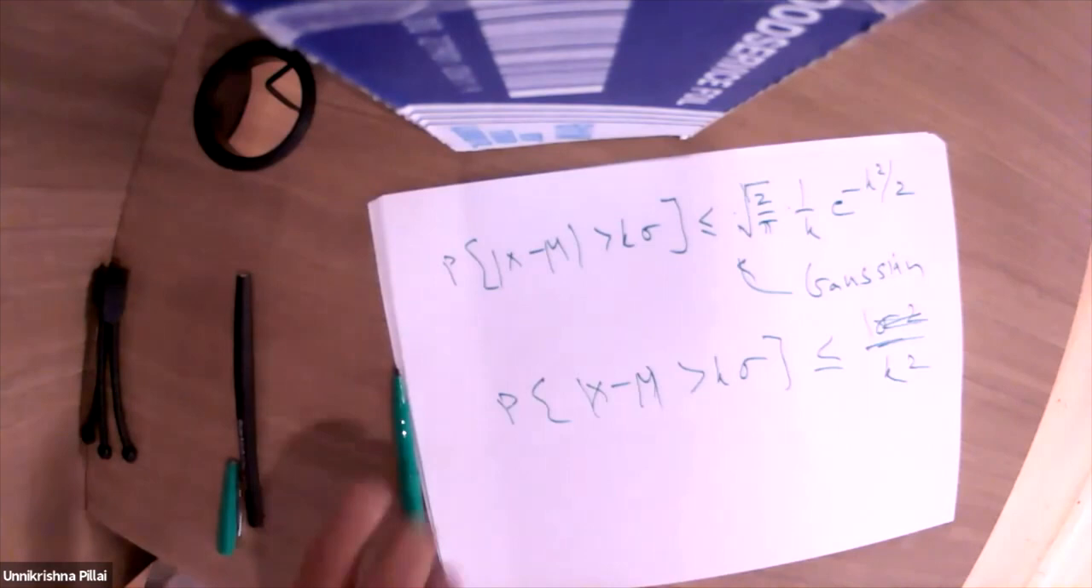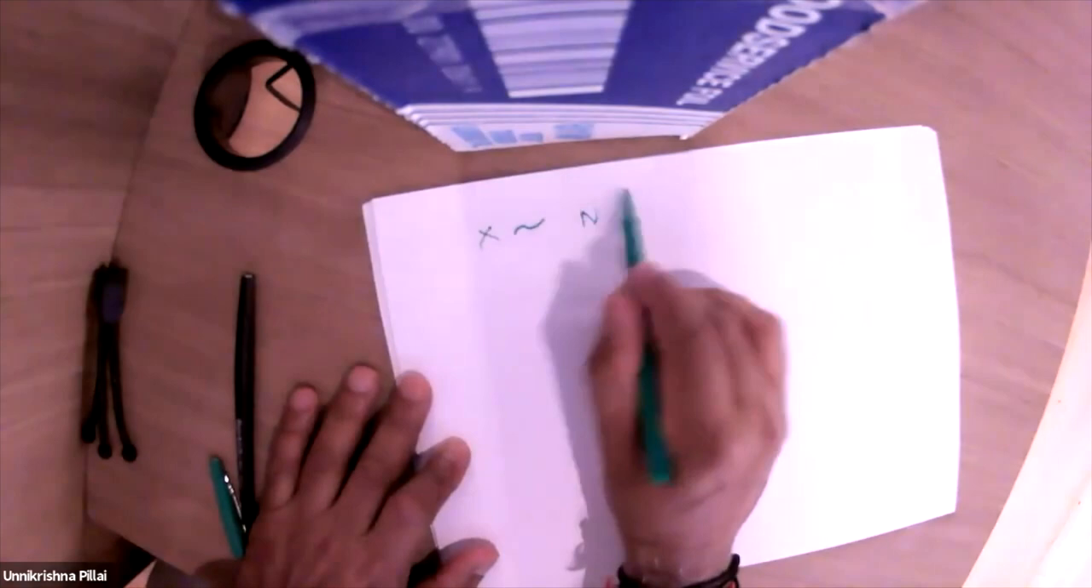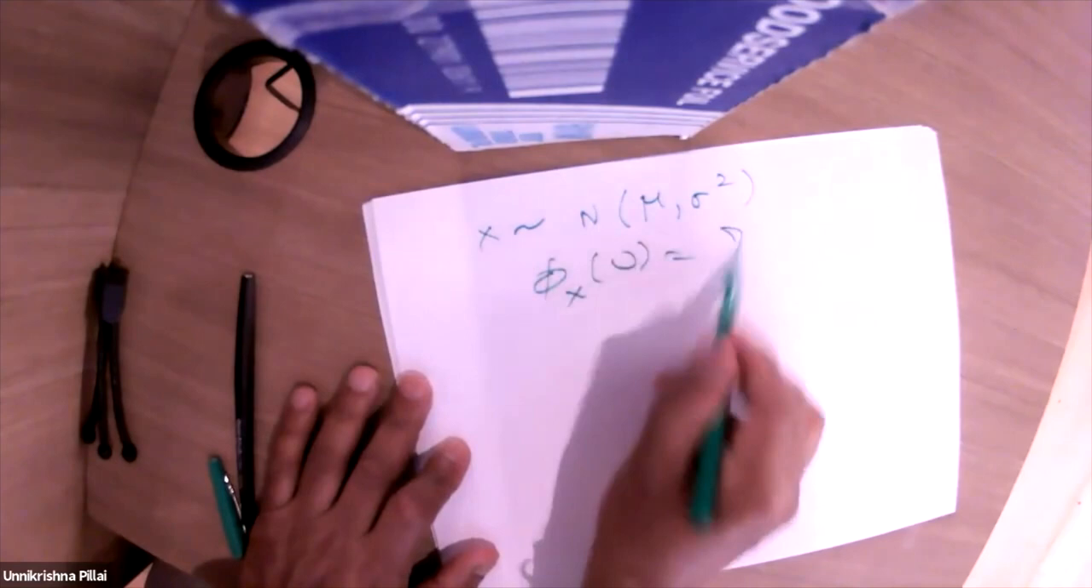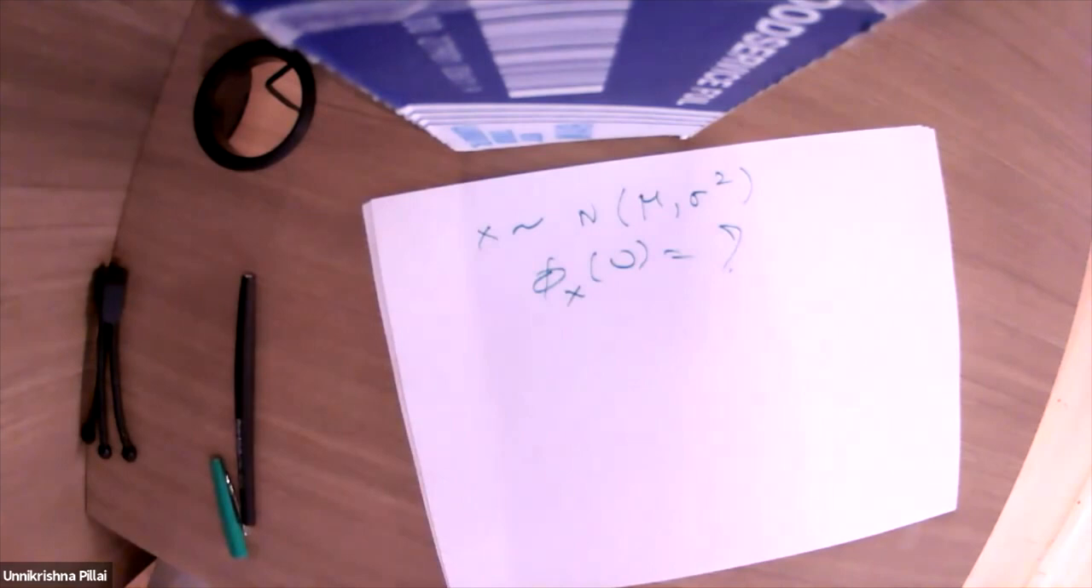So since Gaussian is important, let me compute the characteristic function of Gaussian. There's a question in the chat. How did they go from x to x minus mu? For Gaussian?